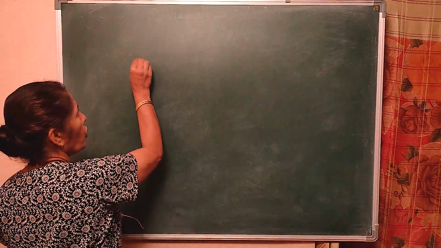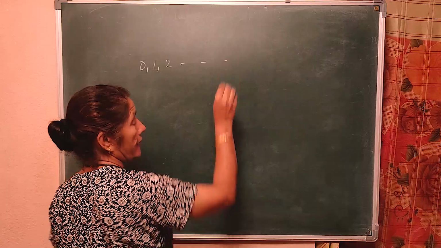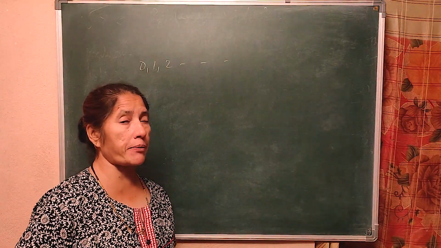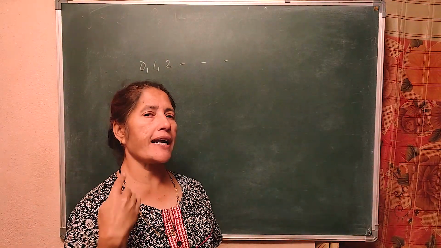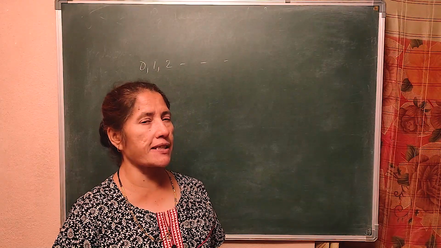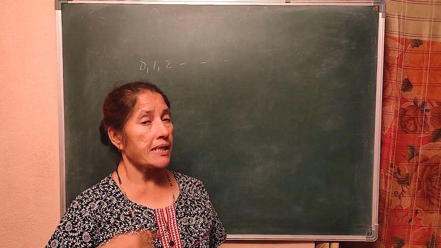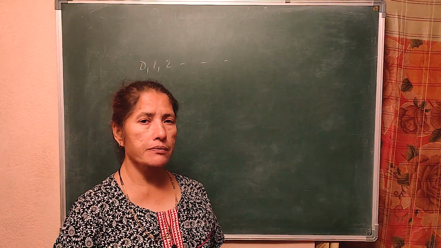Hello everyone. In the last class we studied about whole numbers. The set of whole numbers starts from 0: 0, 1, 2 and so on. And we also understood the meaning of predecessor and successor. What is the meaning of predecessor? The previous number. Successor, next number.